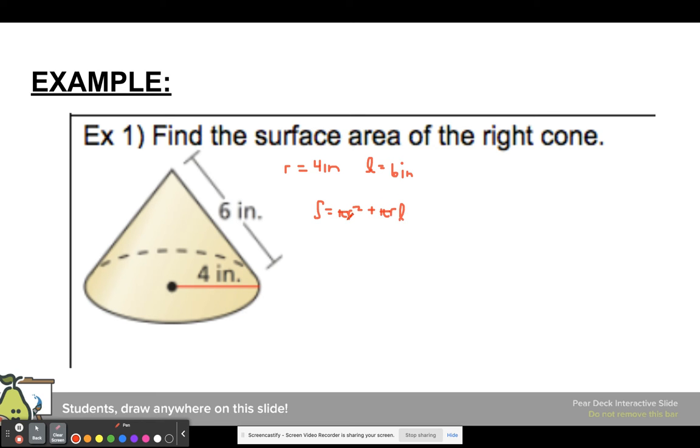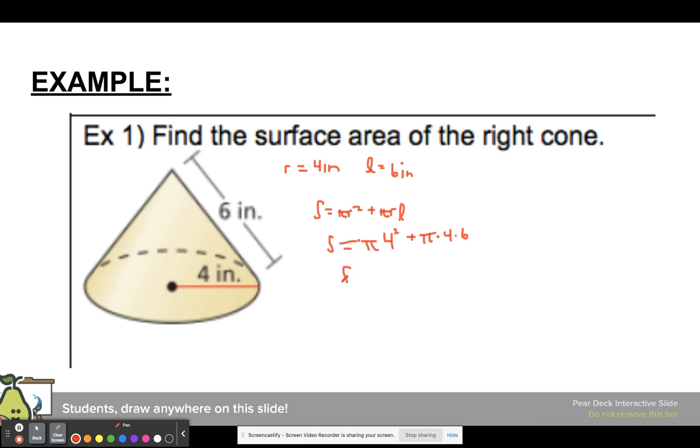And we know the values of our r and our l, so we don't have to do any hard, difficult work. We just have to plug in what we know. So for surface area, it's going to equal pi times my R value, which is 4, and then I'm going to square that value, plus pi times, again, my R value, which is 4, and then my L value, which is 6.